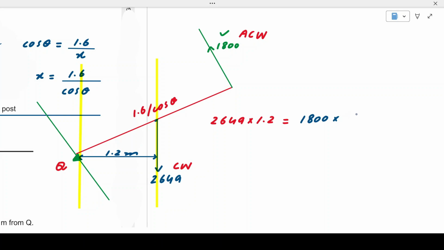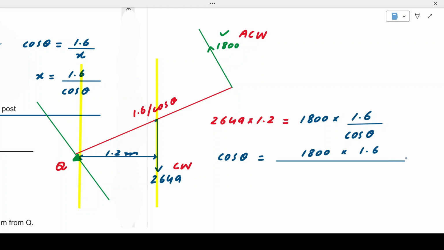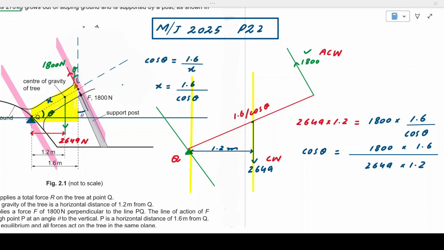We do have the expression 1.6 divided by cos theta. All you need to do is please take a calculator. Cos theta equals 1800 times 1.6 divided by 2649 multiplied by 1.2. 25 after the cos inverse.